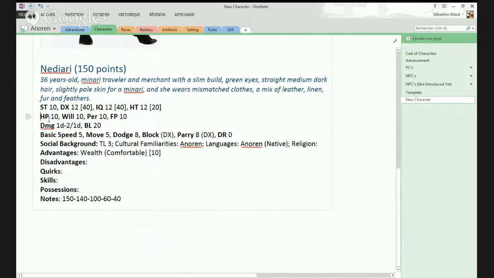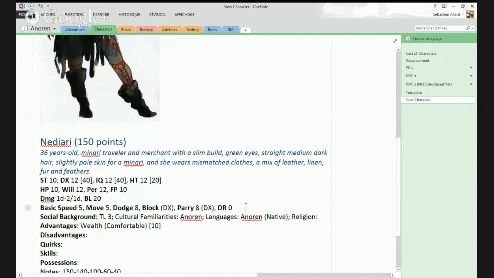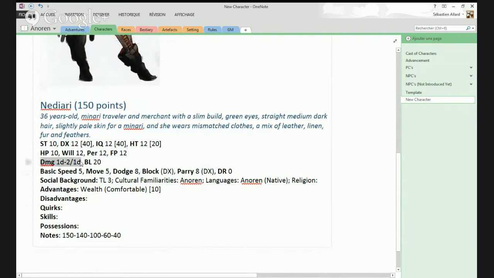The secondary characteristics are dependent on these attributes. So, for example, HP is the hit points. It's based off strength, so I will leave it at that. I could give her more hit points, but I don't want her to feel like a superhero, so 10 is good. Will and perception are based off IQ, so I have 12 in both without paying any points. Could she be more perceptive? No, I'm gonna leave it at that. And fatigue is based off HT, also 12 without spending any points. The damage score is based off strength, so I don't need to change it.